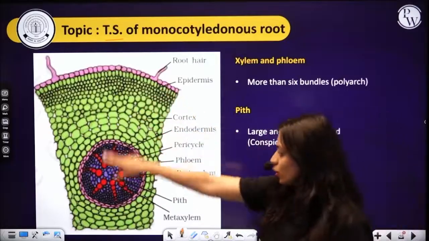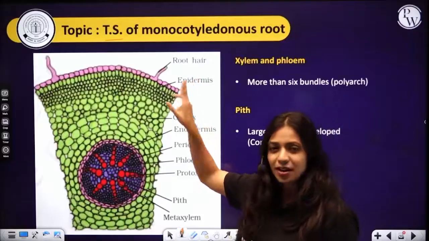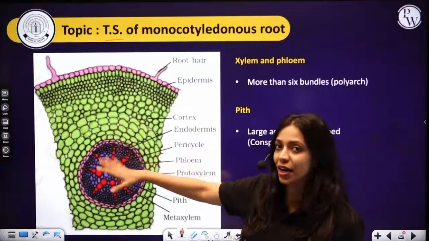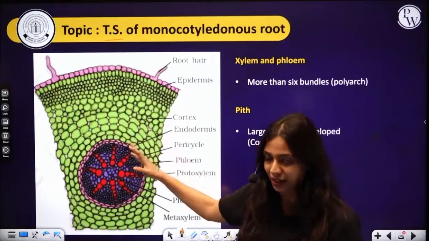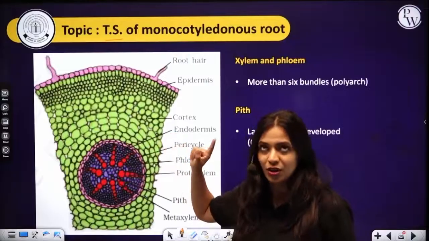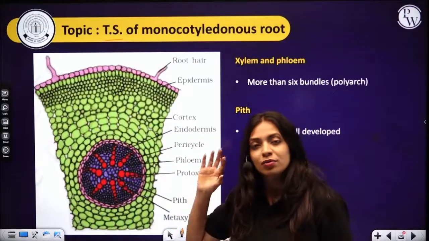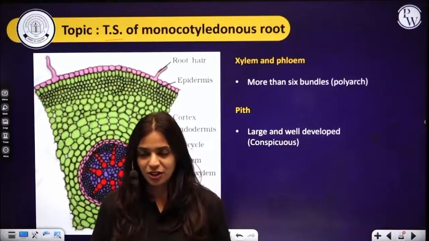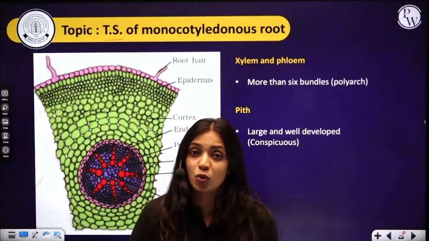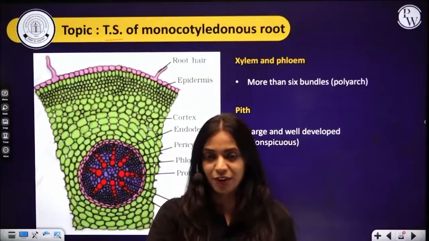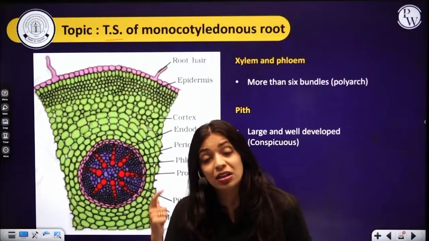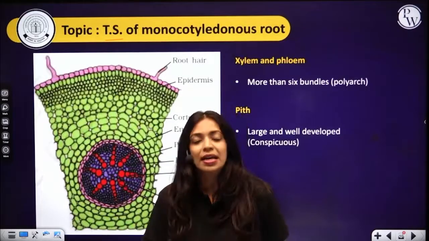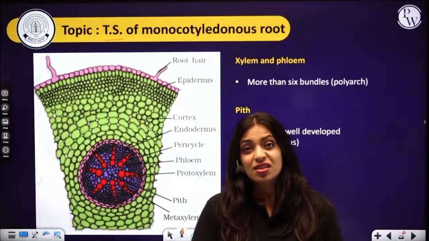Again, this is only a portion of the section that we get, but this is just enough for us to understand what are the different tissues that are present in monocot roots. So the TS of monocot root and dicot root are not very different from each other. They're pretty much the same. There are only two major differences that we can find. One is with respect to the number of xylem and phloem patches. The other difference is with respect to the size of the pith.